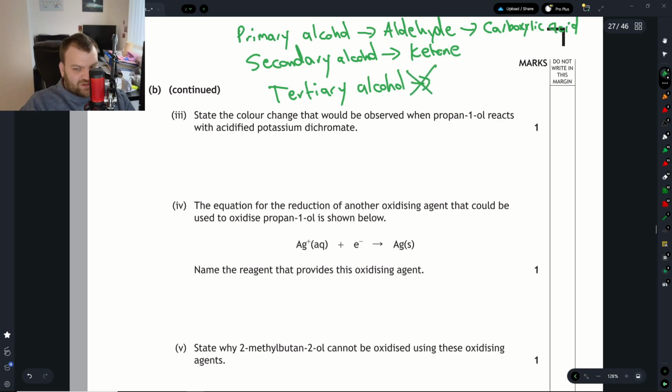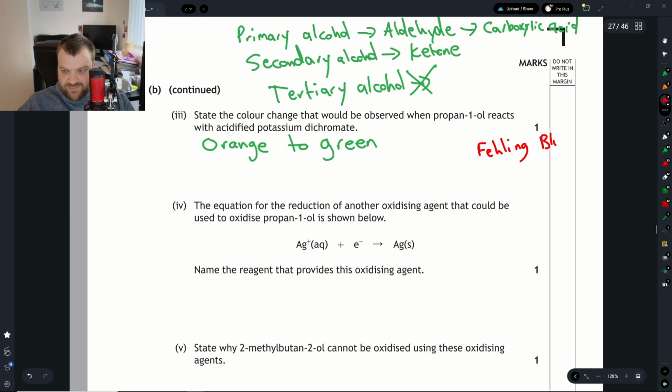Here we're asked about the colour changes that we'd see. Potassium dichromate goes from orange to green. If you were asked about some of the other ones, Fehling's goes from blue to brick red or orange. And you have Tollens', which is the silver mirror.